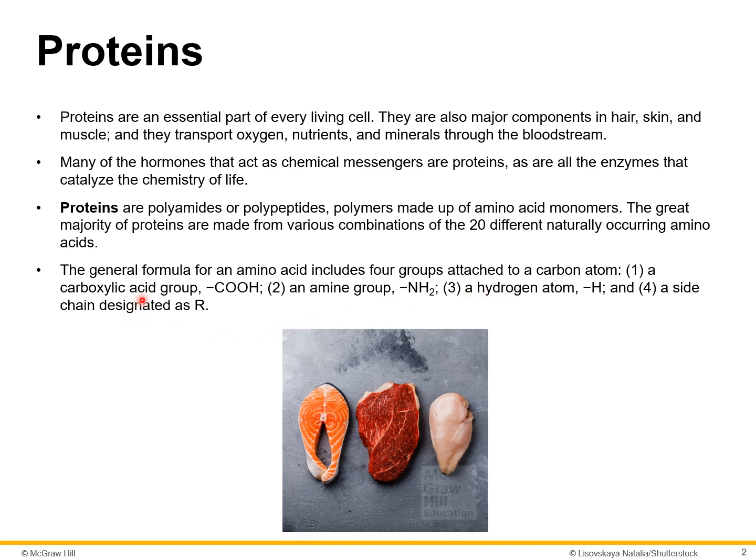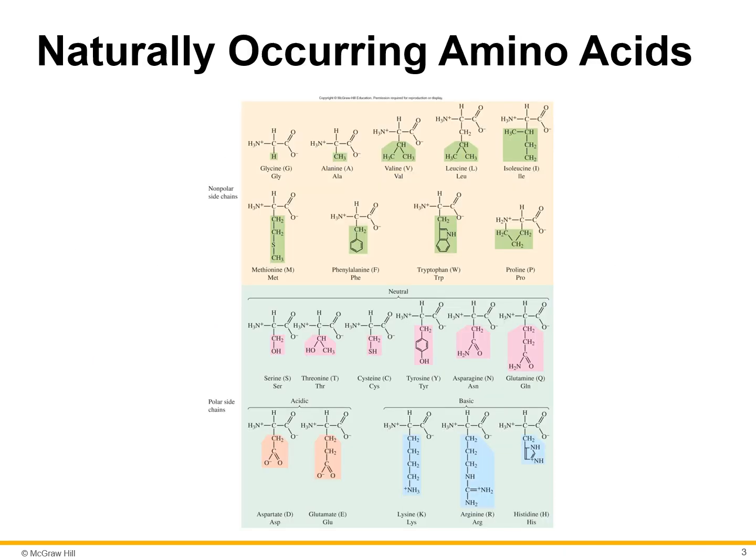The carboxylic acid, which we talked about, which is the COOH group, carboxylic acid. It has an amine group, hydrogen, and a side chain. And these side chains are designated R. There's 20 different side chains, which we'll show in the next slide. These are the ones that are naturally occurring.